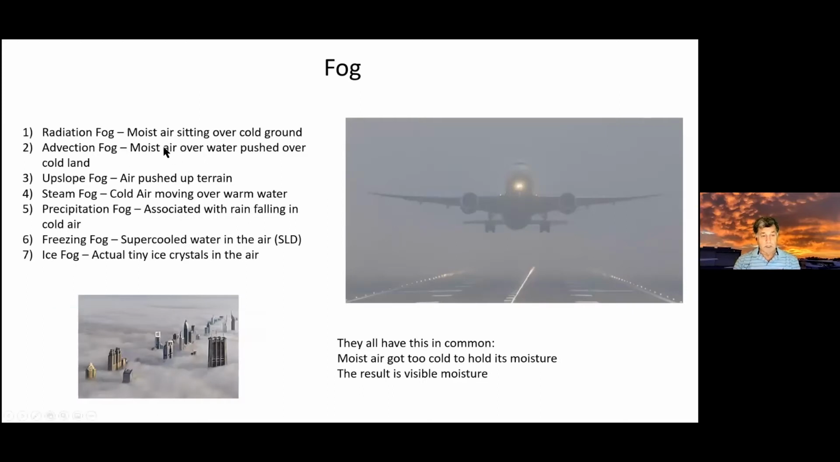Fog, I'm not going to spend a ton of time talking about this. There's all these different kinds of fog over here, but the one thing they all have in common, this is something that we're going to keep harping on here, is that the moist air that contained all of this moisture got so cold that we had condensation, and that creates clouds or fog. So it's air that got too cold to hold its moisture, and there's the result.